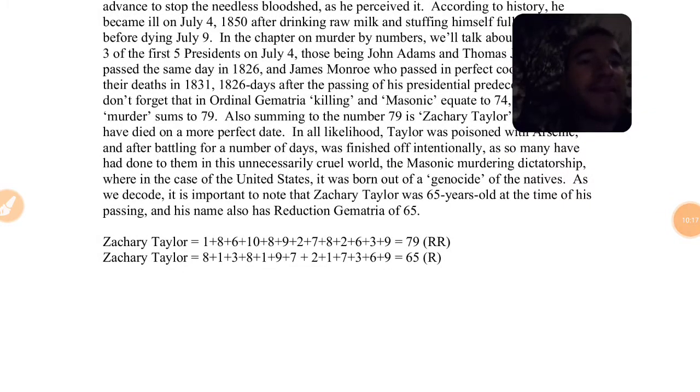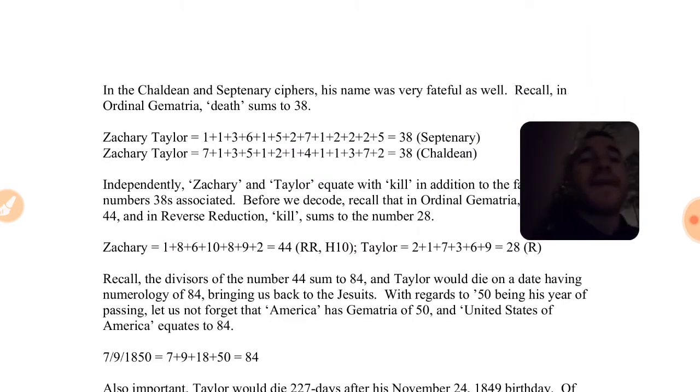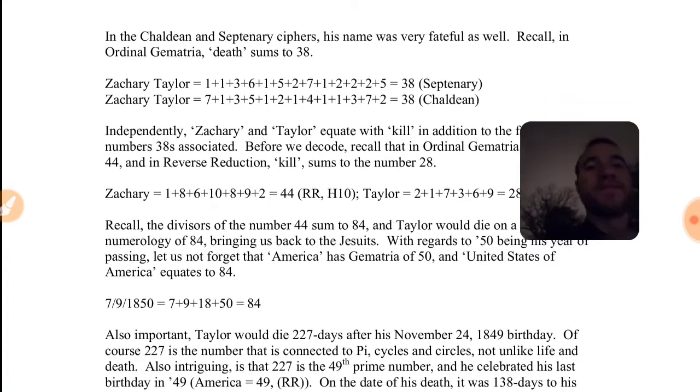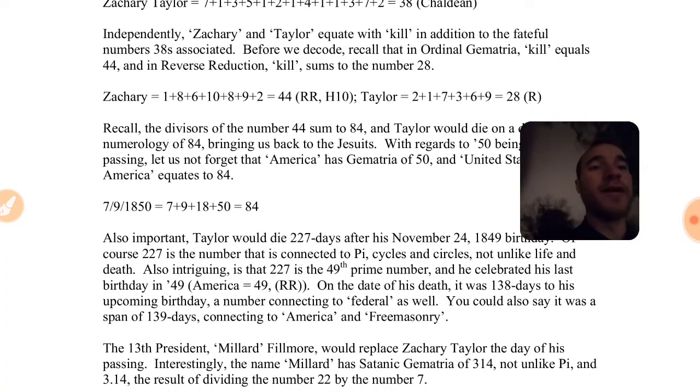65, like the date he died, or how old he was when he died. In the Chaldean and septenary ciphers, his name was very fateful as well. Recall in ordinal gematria, death sums to 38. And in both septenary and Chaldean, Zachary Taylor equates to 38, like death. Independently, Zachary and Taylor equate with kill, in addition to the fateful numbers, the 38's associated.